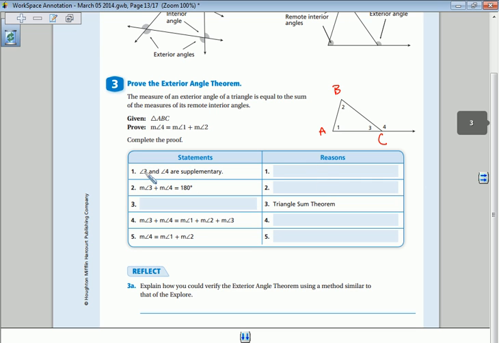Now, my first statement right here says angle 3 and angle 4 are supplementary. Well, how can we tell just by looking at this picture? No matter if this is drawn to scale or not, angle 3 and angle 4 are forming what? A linear pair. A line. So they are a linear pair. And we know that the angles that form a linear pair must be supplementary. So when we add up those measures, because they're supplementary, they add up to 180, because that is the definition of supplementary.